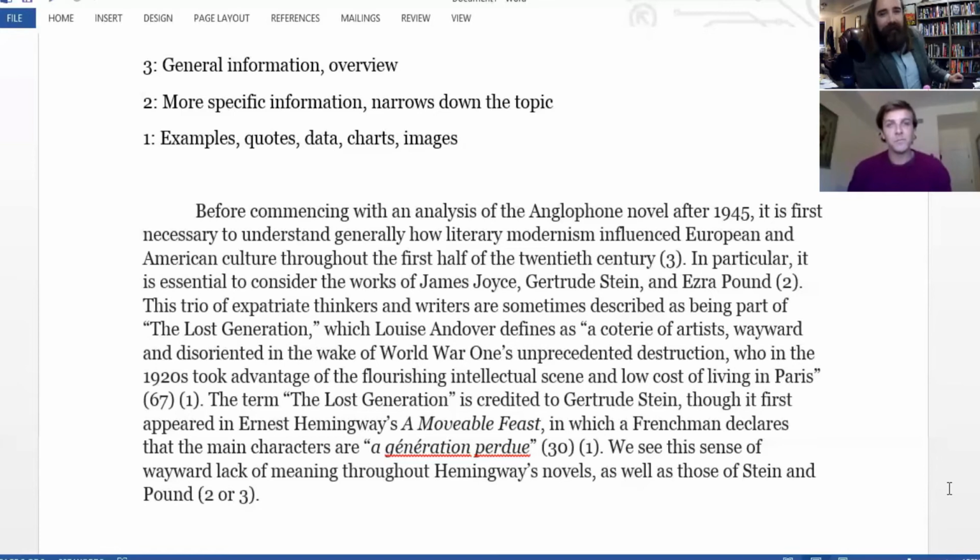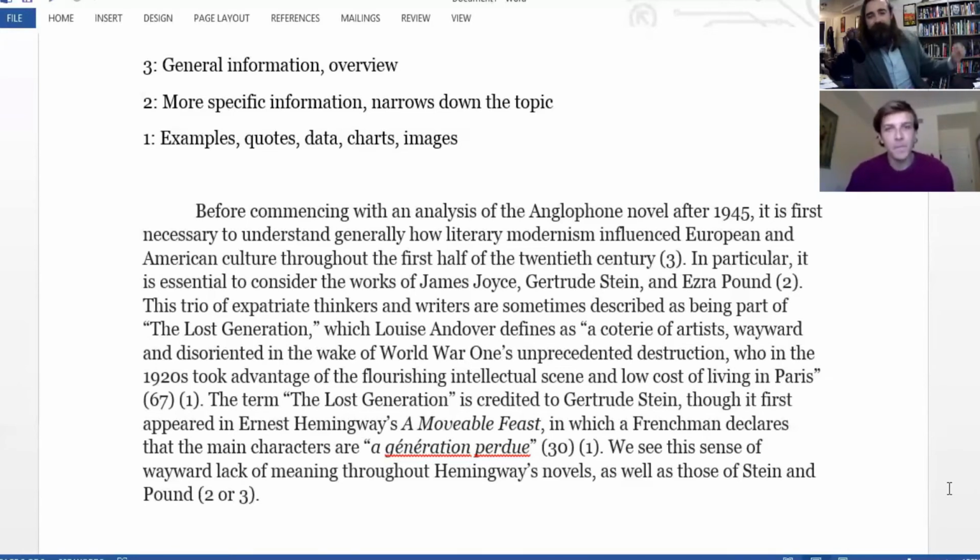Okay. So, before commencing with an analysis of the Anglophone novel after 1945, it is first necessary to understand generally how literary modernism influenced European and American culture throughout the first half of the 20th century. In particular, it is essential to consider the works of James Joyce, Gertrude Stein, and Ezra Pound. This trio of expatriate thinkers and writers are sometimes described as being part of the lost generation, which Louis Andover defines as a coterie of artists wayward and disoriented in the wake of World War I's unprecedented destruction, who in the 1920s took advantage of the flourishing intellectual scene and low cost of living in Paris.